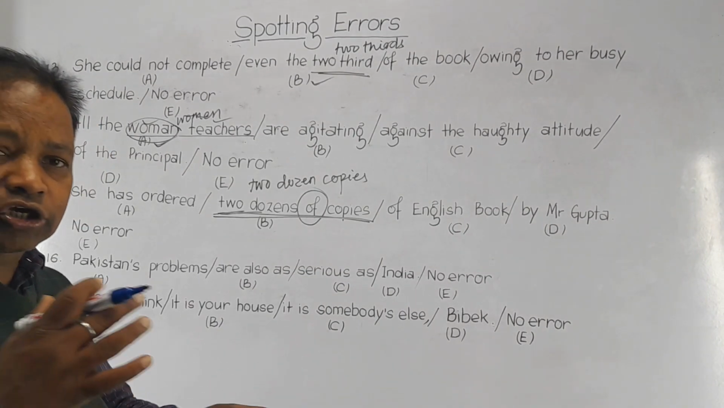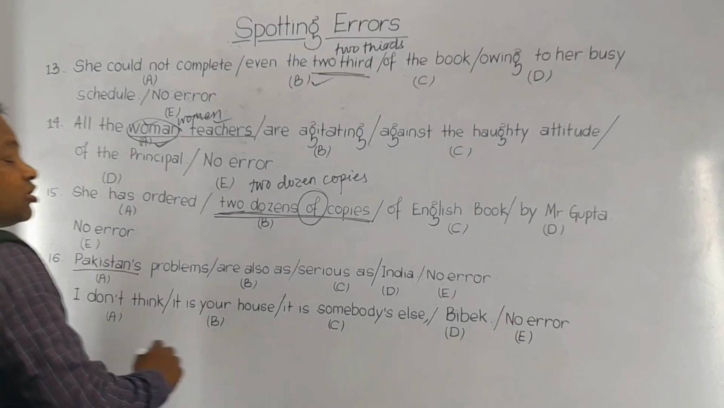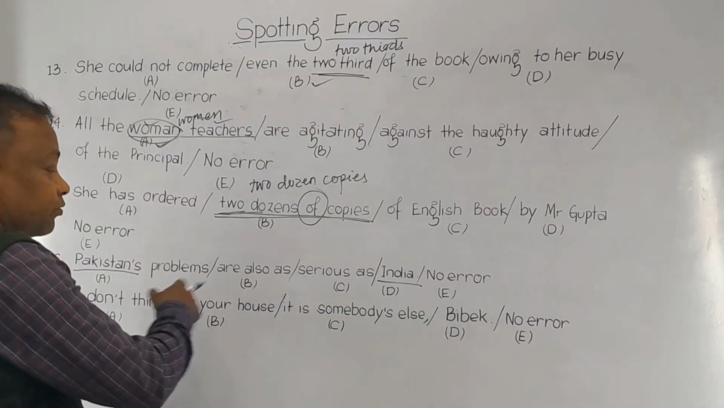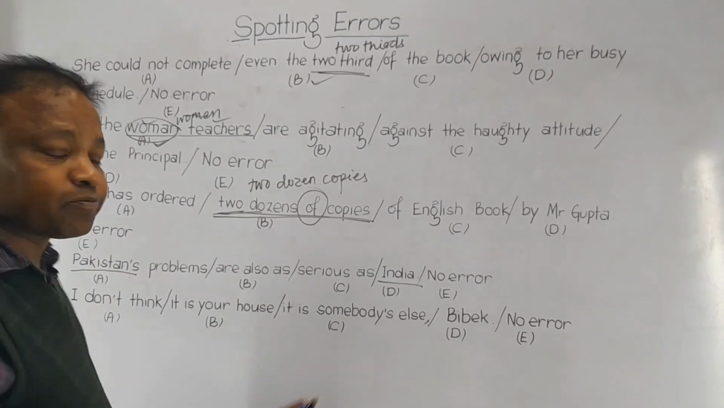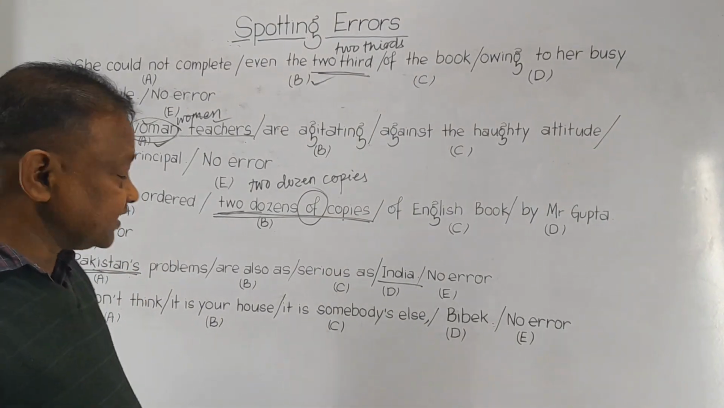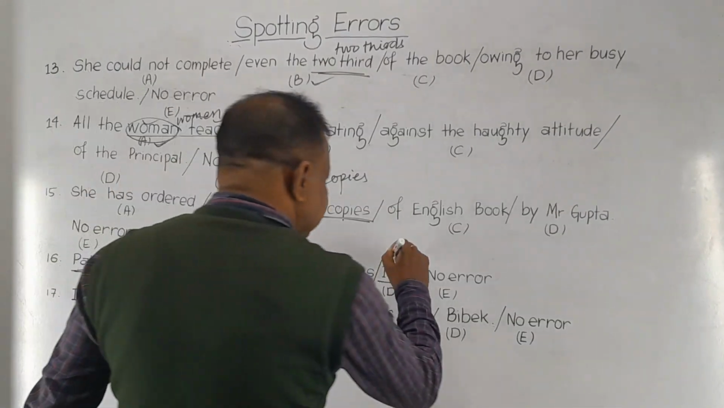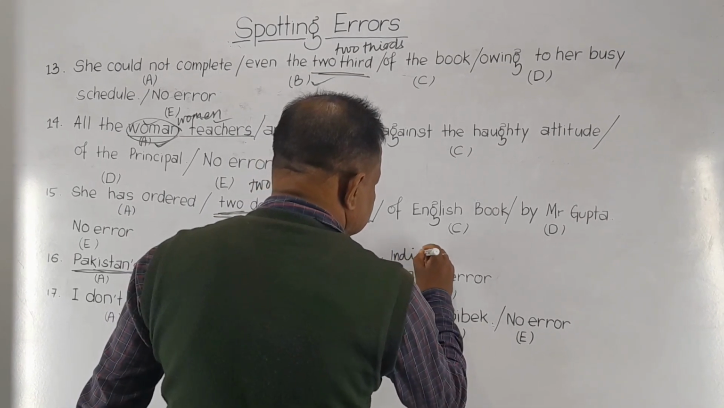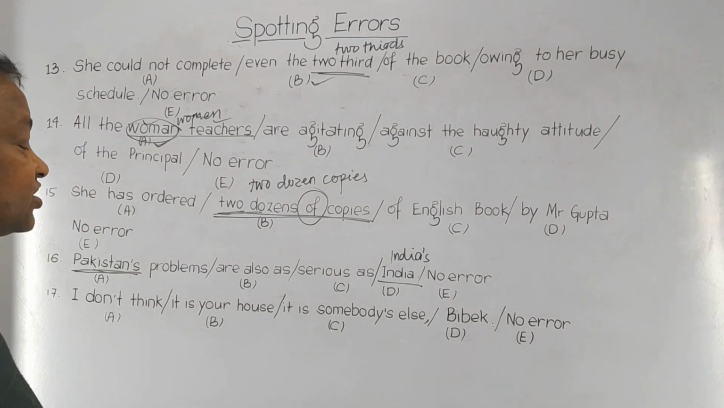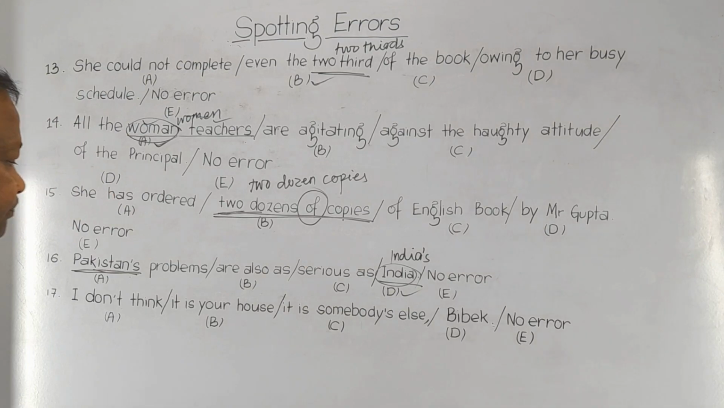Number 16. Pakistan's problems are also as serious as India. Listen, when you talk about the comparative study, both the nouns must be in the same case. Here we are comparing the problems of Pakistan with what? Not India, India's problems. So Pakistan's is in the form of possessive case. Exactly, it has to be in the form of the possessive. So we may write India's. Okay. Pakistan's problems are also as serious as India's. Number D is the answer.